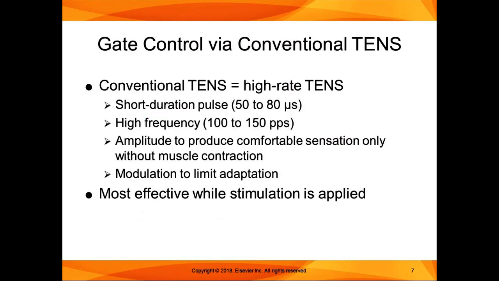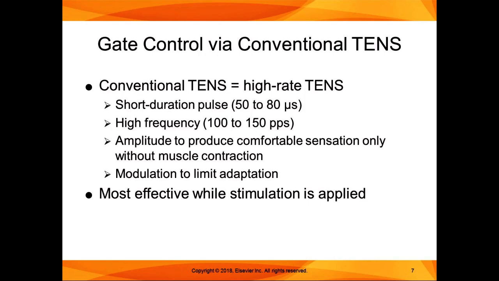Gate control via conventional TENS. Conventional TENS means high rate TENS. That's another name for it. So it's a short pulse duration, 50 to 80 microseconds, and a high frequency, 100 to 150 pulses per second.